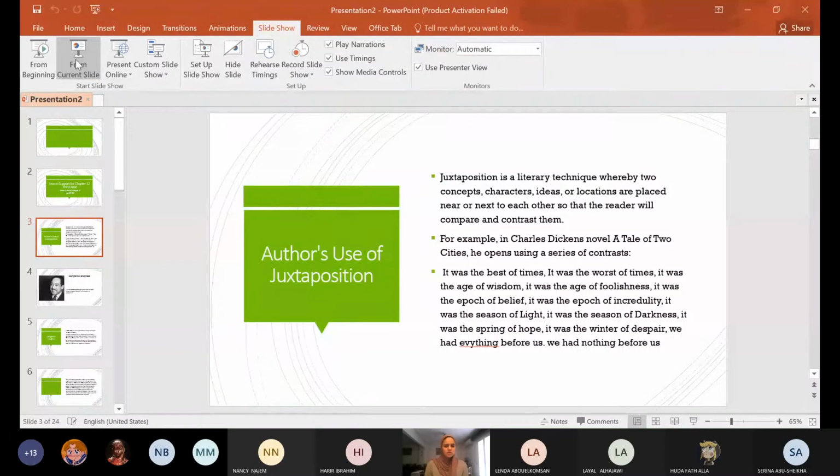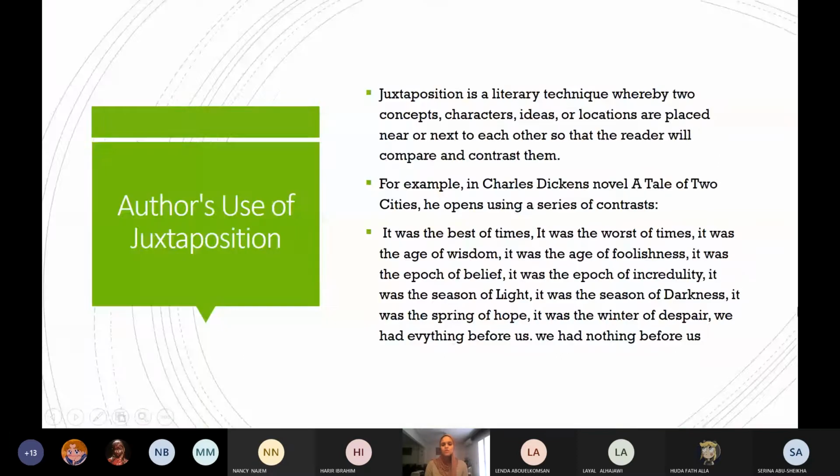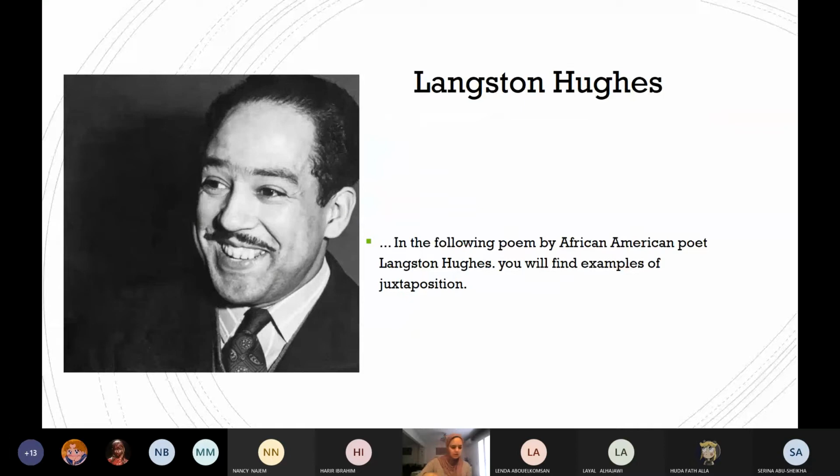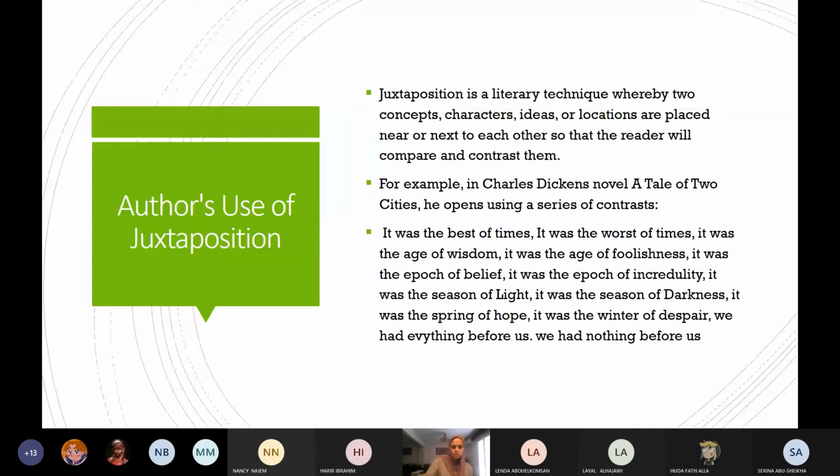So let's continue the presentation. So we are talking about juxtaposition, how to bring two opposing concepts, two opposing characters near to each other in order to show the contrast between them. And then I want you to open with me page 257, please.